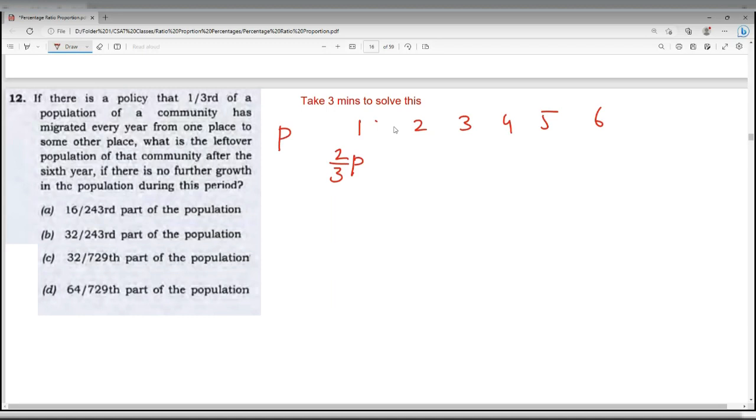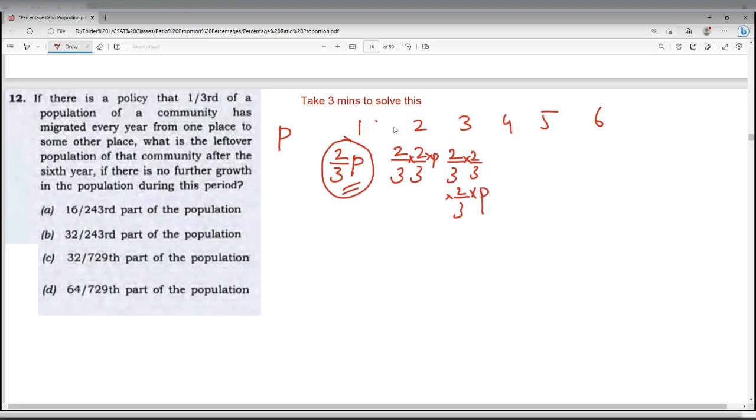Then in the second year, again 1/3 of this population will leave and 2/3 will remain. So 2/3 of this whole population will be remaining after 2 years. That is 2/3 into 2/3 into P. And then after the third year, that would be again 2/3 into 2/3 into 2/3 into P.